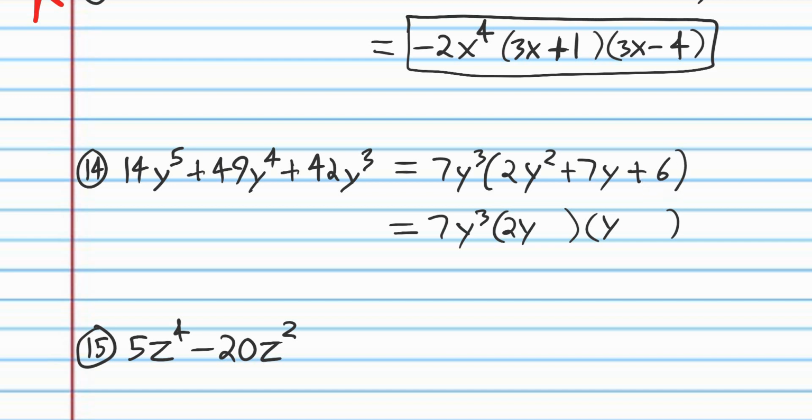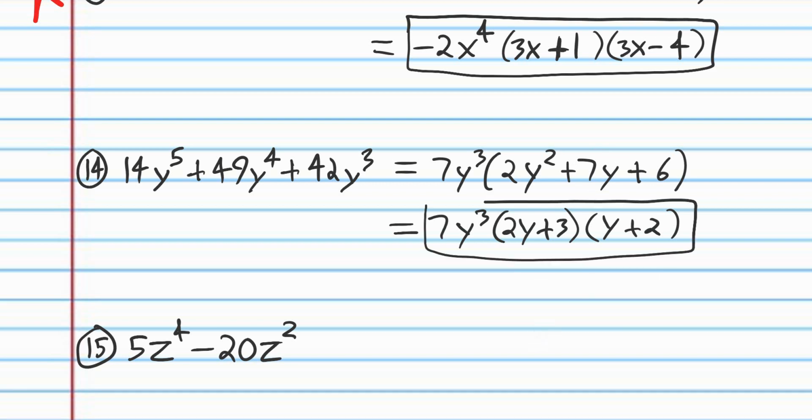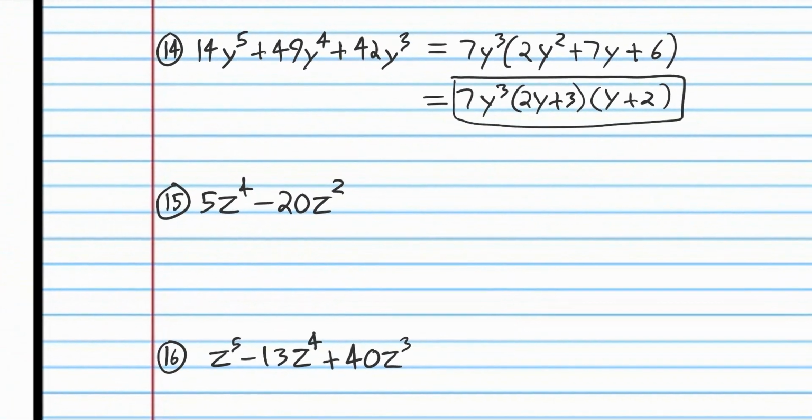And then here we have 6, so we can do 2 times 3, or we can do 6 times 1. We don't know which one is going to be right. I'm going to try 3 and 2. So now I have to test FOIL with this expression. Again, the F and L we don't need to test, but the outside terms multiplying them would be 4y, and the inside terms multiplying them would be 3y. And we got lucky because 4y plus 3y is 7y. So we are done with that one. So if you got that answer, good job. All right, so on to 15. Go ahead and try 15, and when you're done, we'll try it together.